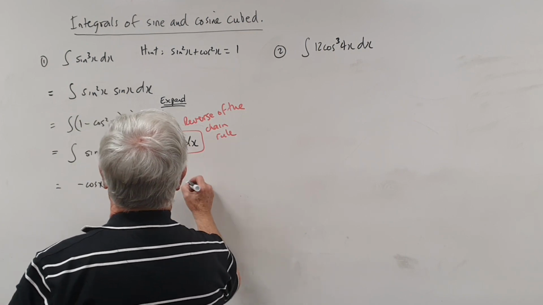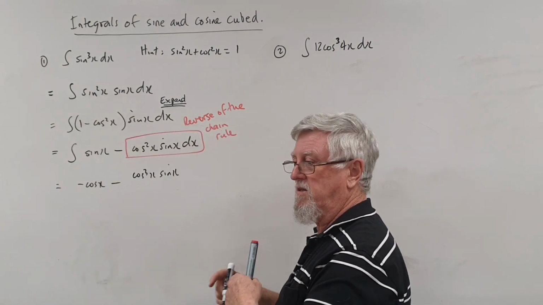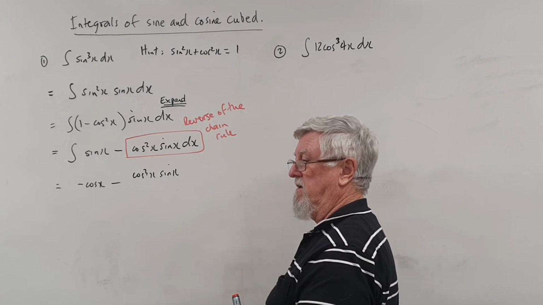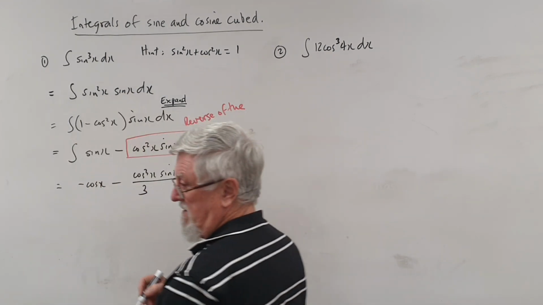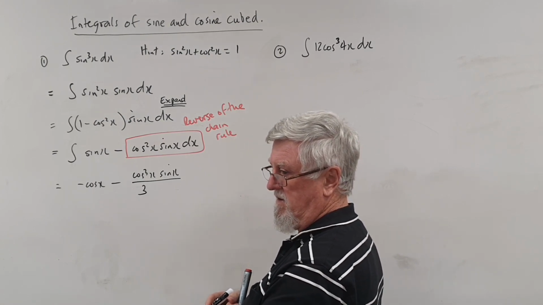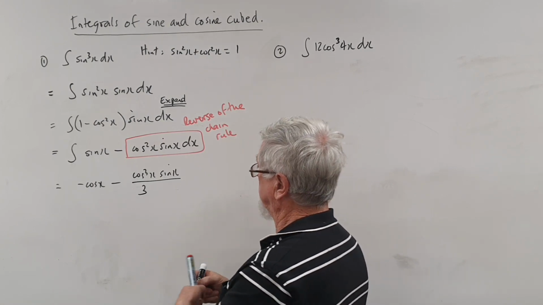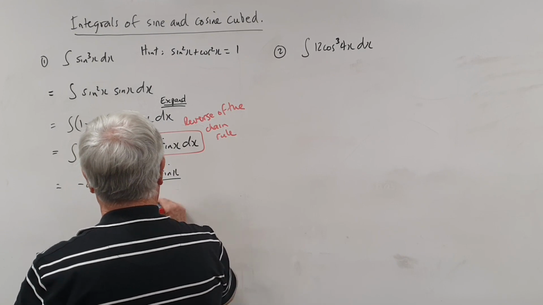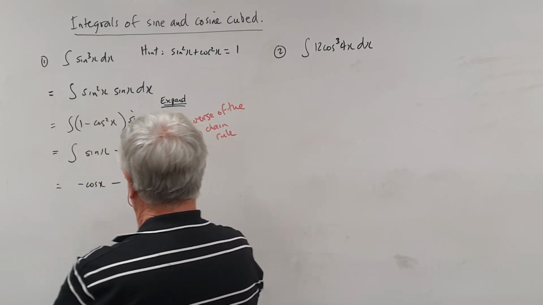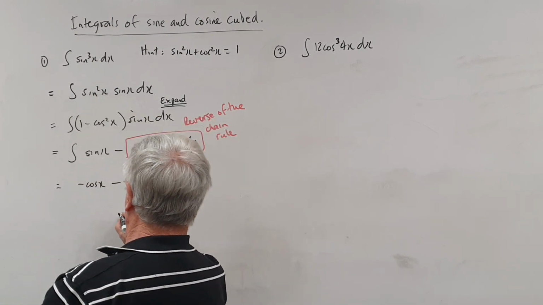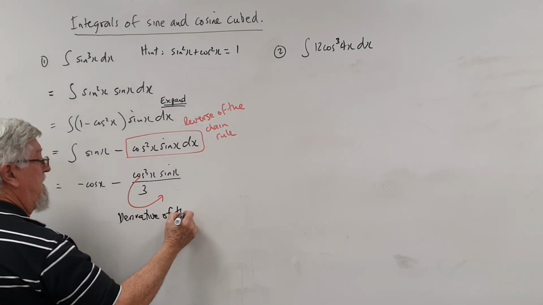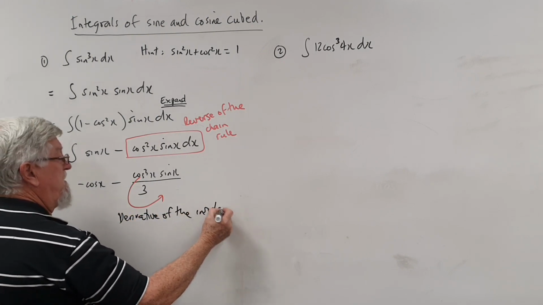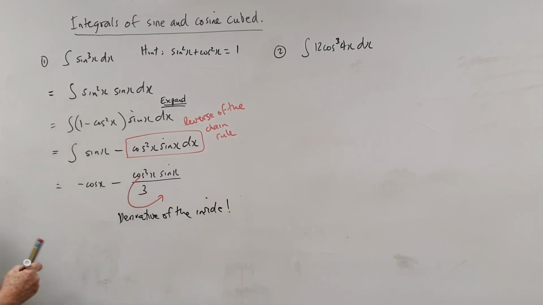Why? We're increasing the powers when we're integrating. So a 2 becomes 3, so you divide by 3. What else do you divide by? Sine x. The derivative of the inside. So I'm going to write that there in case you look at it later. Derivative of the inside.